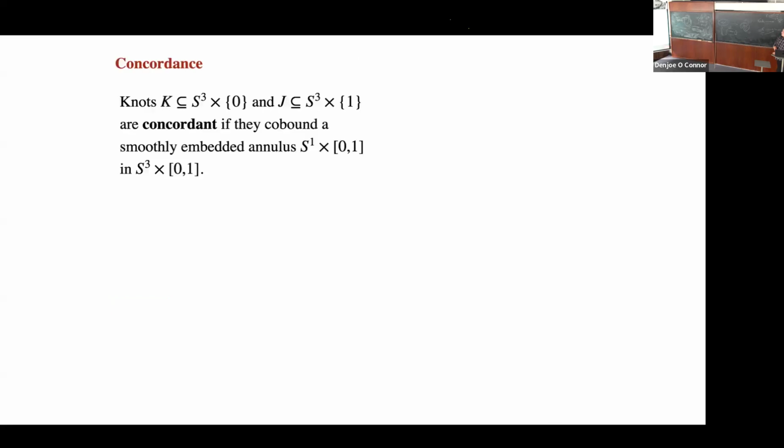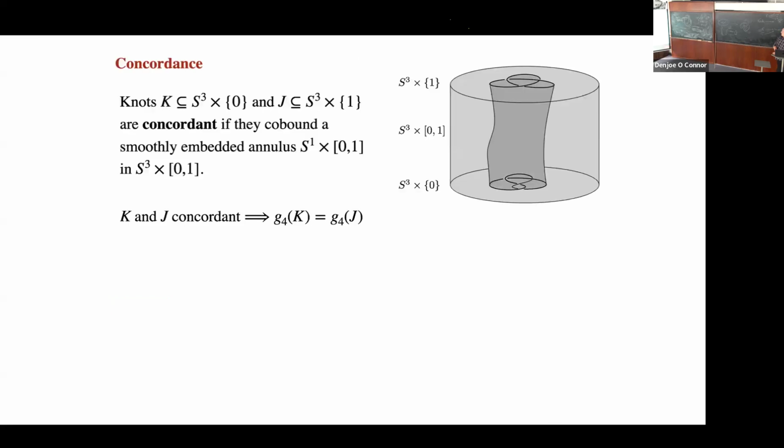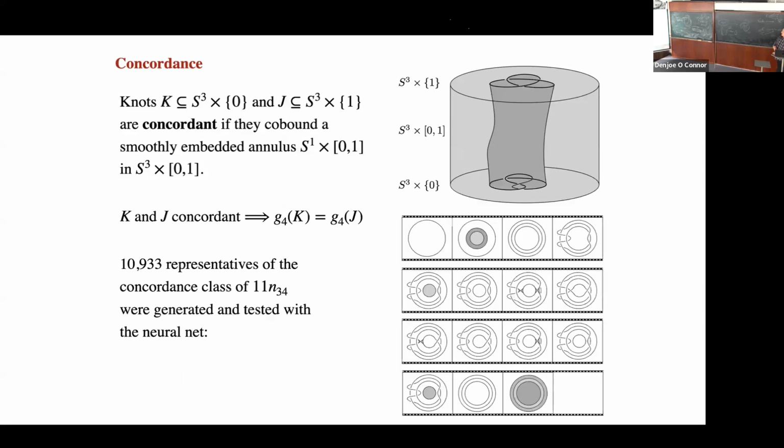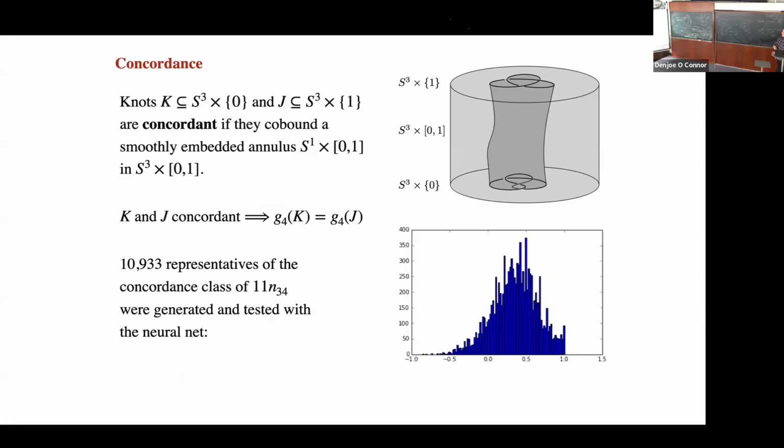And so if you do a lot more work and you construct, there's this relationship called concordance. Essentially, I constructed about 10,000 knots that are in the same concordance class as Conway's knot, and therefore have the same slice genus. If you generate a bunch of other knots that will have the same slice genus, and you compute the predictions on those knots, the neural network slightly leaned towards, on average, guessing that they had slice genus 0.